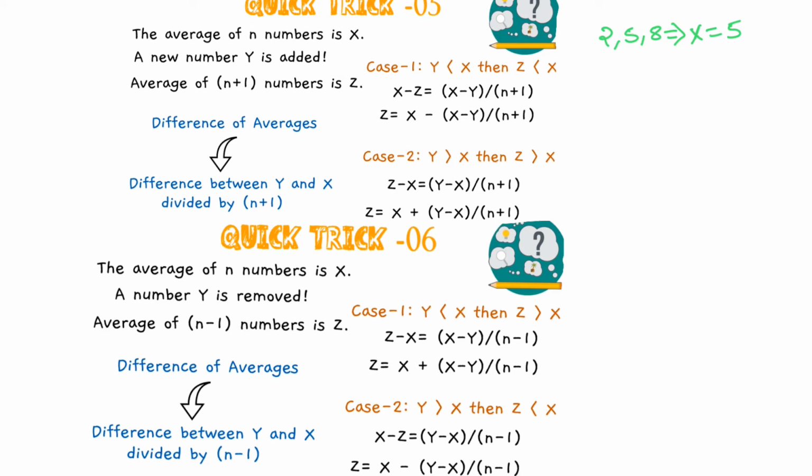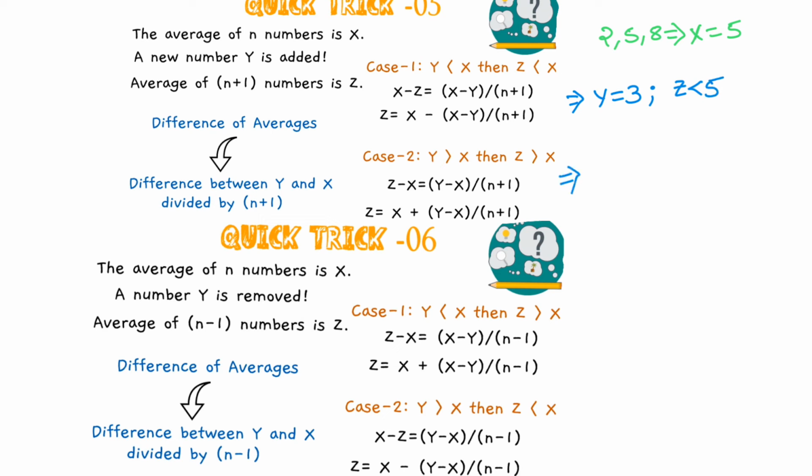Now, come to case 1 in trick 5. Here, I am adding a number y is equal to 3 to this group. So if I am taking the average of these four numbers 2, 3, 5 and 8, obviously that average z would be less than the existing average 5.